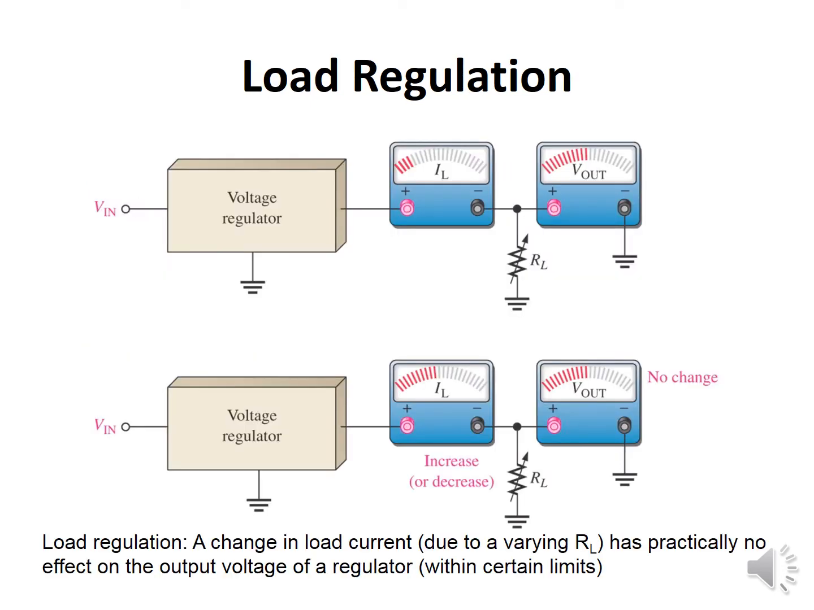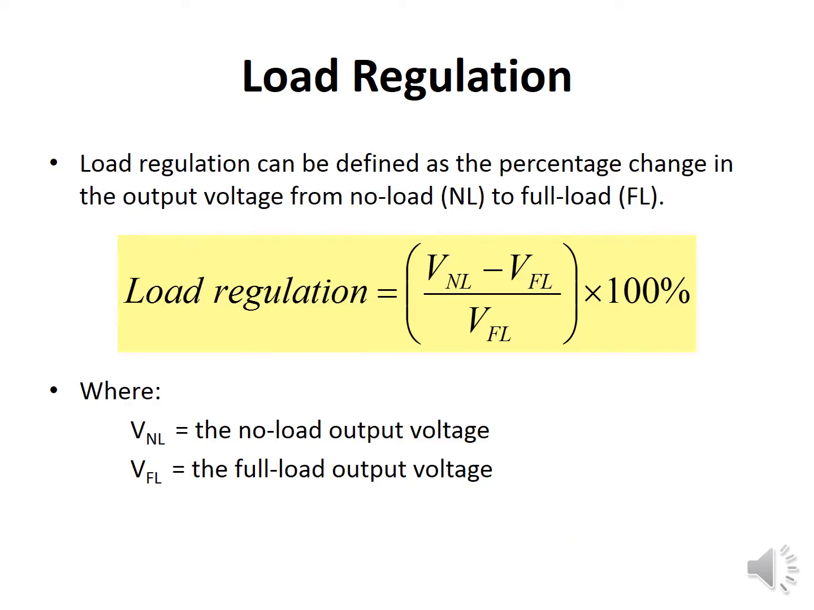And in load regulation, whenever there is a change in the load current due to varying load resistance, it has practically no effect on the output voltage of the regulator within certain limits. So you can see that whether there is an increase or decrease in the current, there will be no change in the output due to the voltage regulator. Load regulation is VNL minus VFL divided by VFL into 100%. VNL is the no load output voltage and VFL is the full load output voltage.